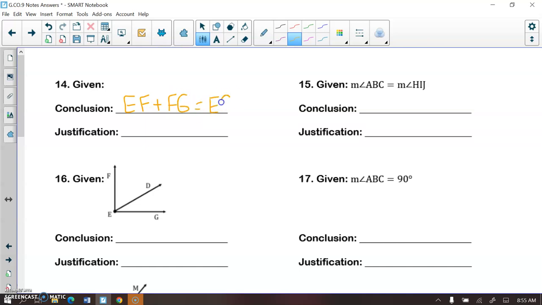The reason why I'm not putting the segment bar above it is because I'm writing an equation, and we never put the segment bars in our equations. We only use segment bars when we're using the congruent symbol. This was just the segment addition postulate, so I'm going to abbreviate.